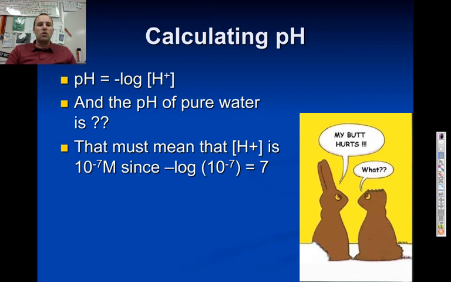The pH of pure water is, if you remember, 7. And so that must mean then, if the pH is the negative log of H+, that the concentration of H+ in water must have been 10 to the negative 7th molar, since the negative log of 10 to the negative 7th is 7. That's basically all you have to do to get the pH, just plug it in.